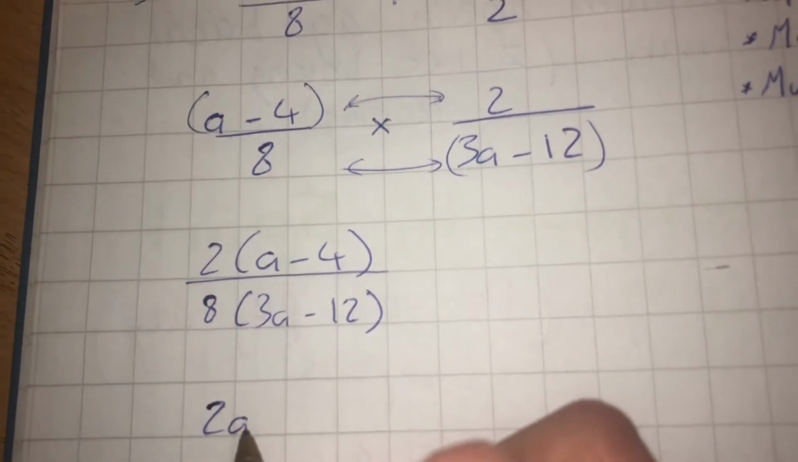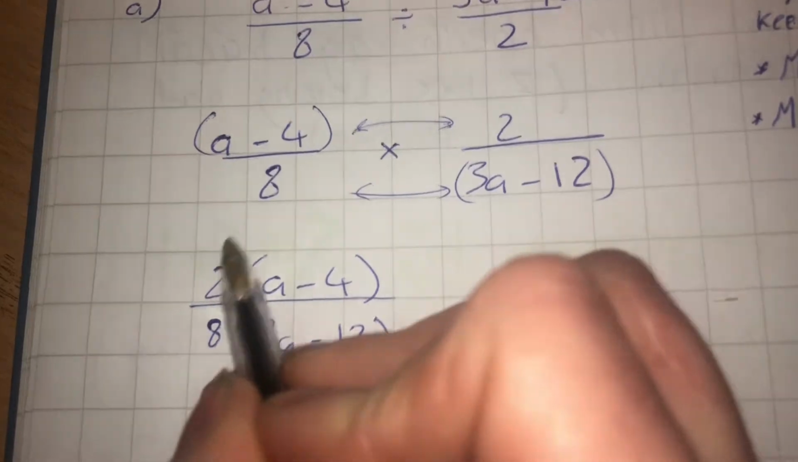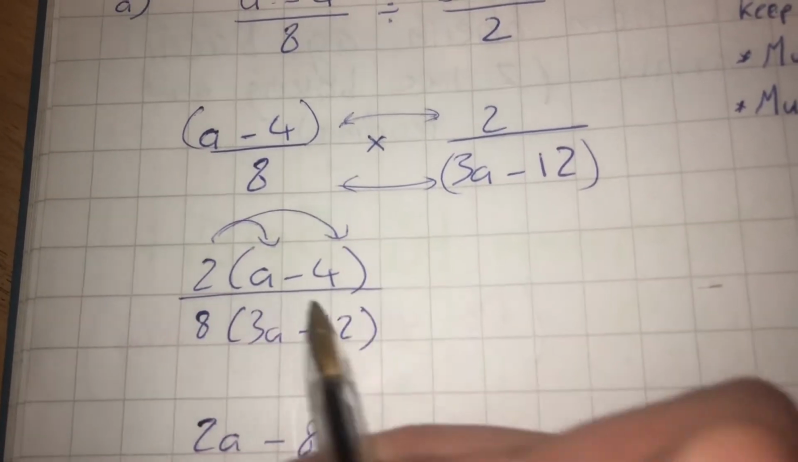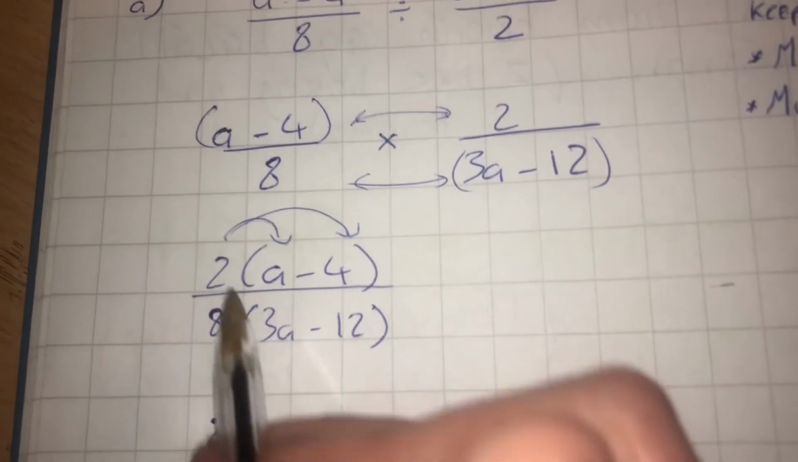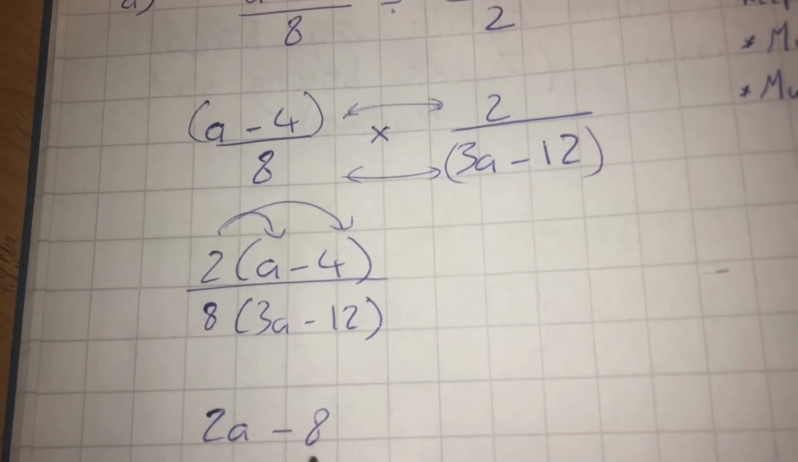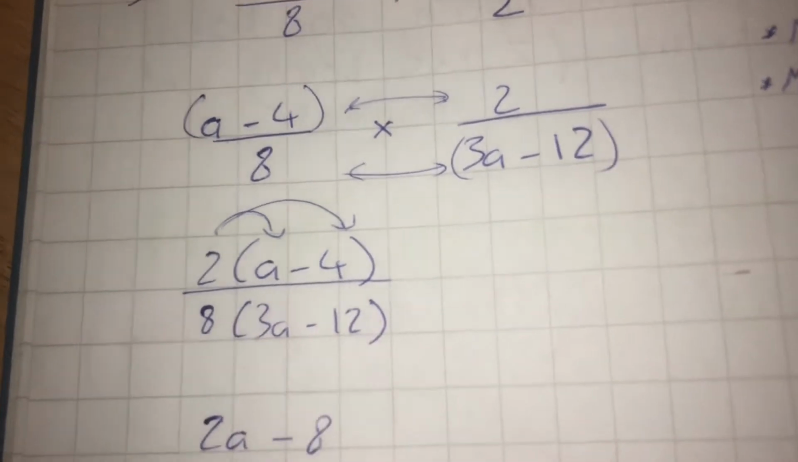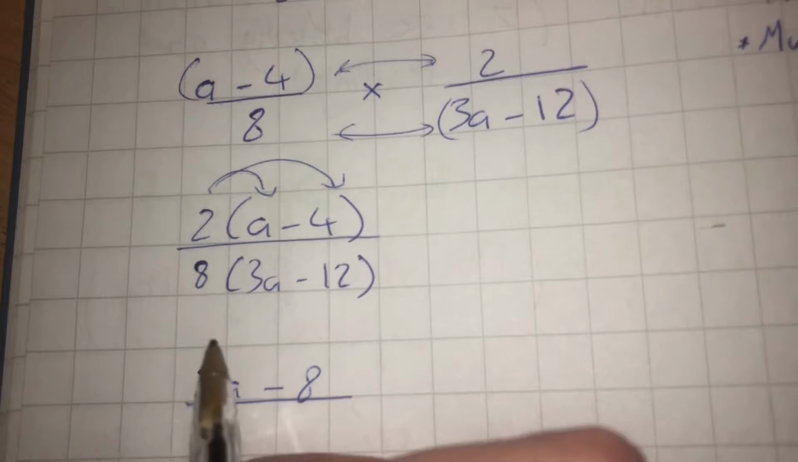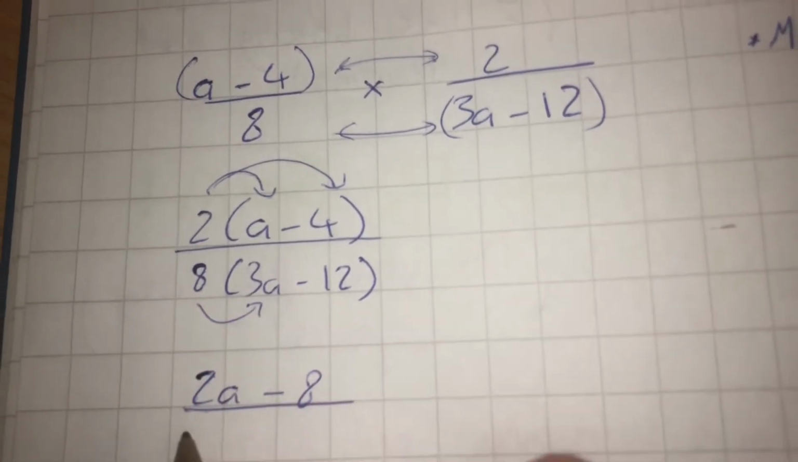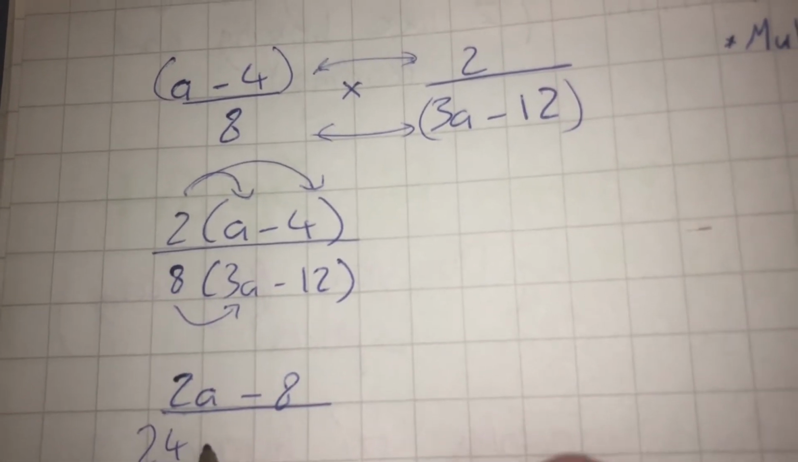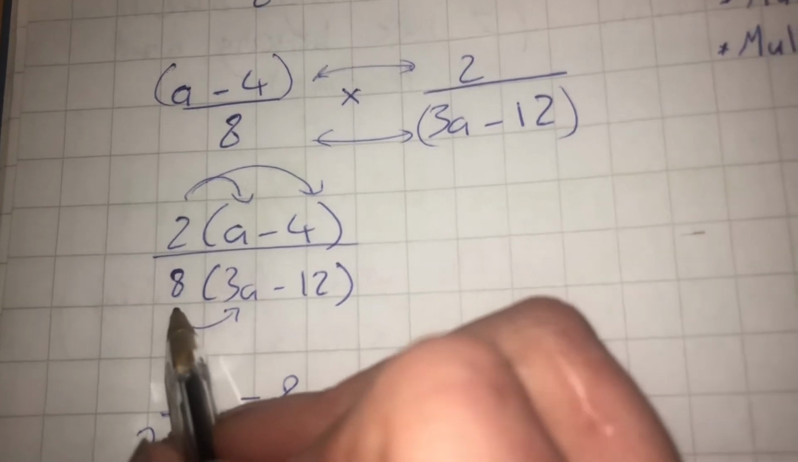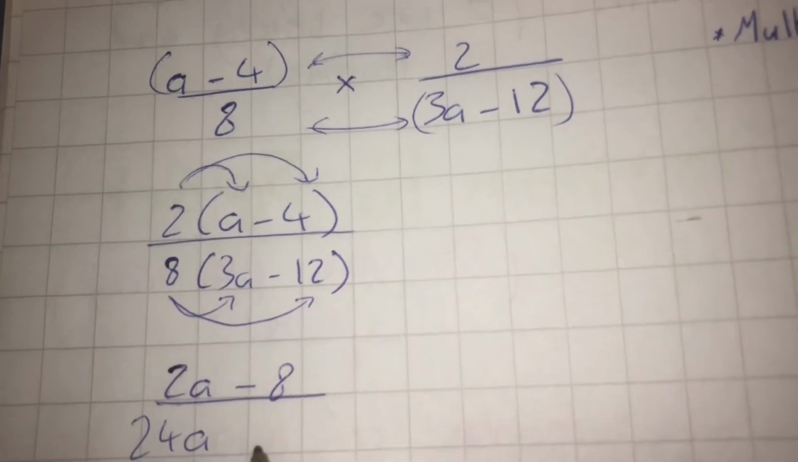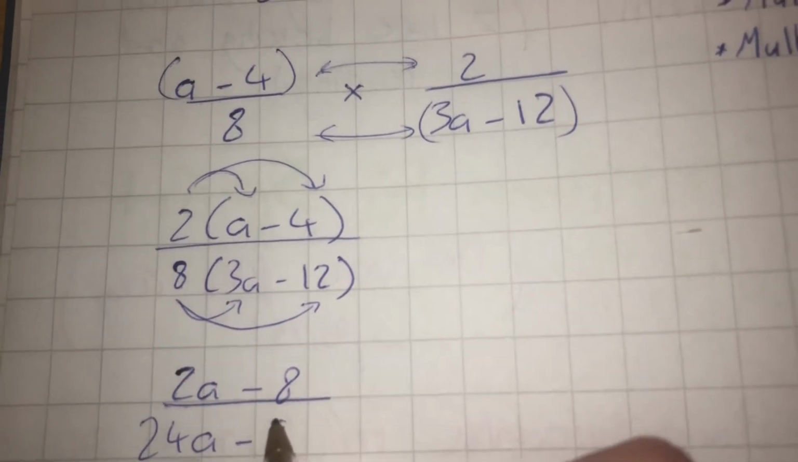Then I just have to multiply out what I have. So I've got 2a minus 8. Remember, you multiply everything inside the bracket by the term that's on the outside. So 2 times a is 2a, and 2 times minus 4 is minus 8, of course. And then on the bottom line, 8 times 3a is 24a, and 8 times 12 is 96.